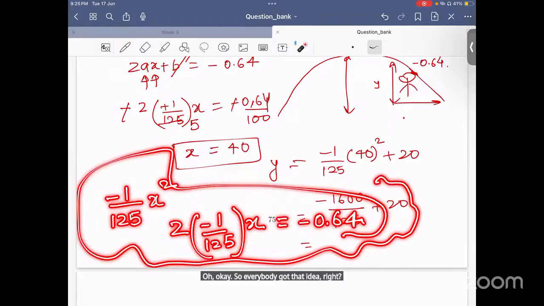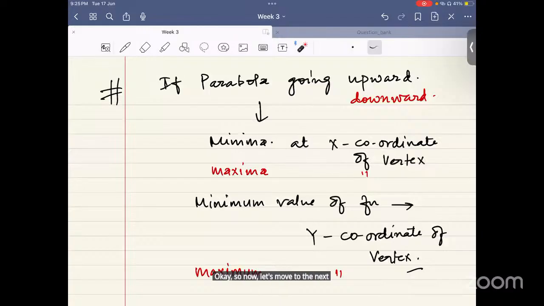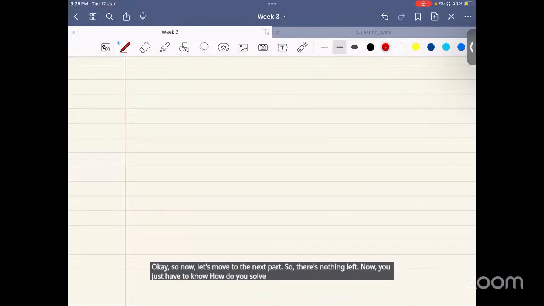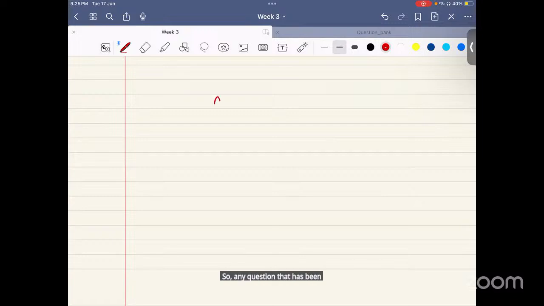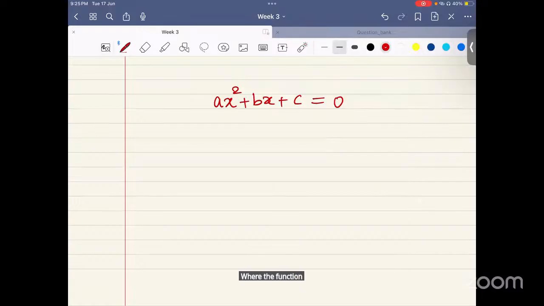Okay, so now let's move to the next part. There is nothing left. Now you just have to know how to solve a quadratic equation. What do you mean by solving a quadratic equation? Any equation that has been given to you, ax square plus bx plus c equals 0. You'll have maximum 2 values of x where the function can achieve the value of 0. Those are the zeros of the function.